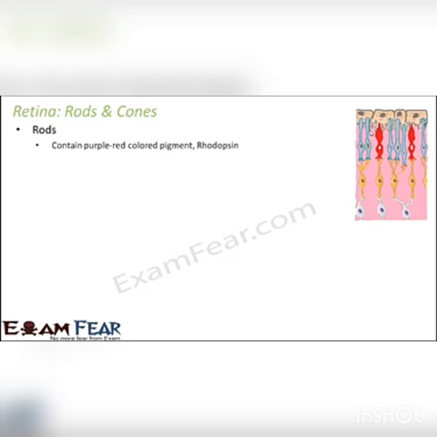Both rods and cones contain different pigments, and that is why they respond differently to light. Rods contain a purple colored pigment called rhodopsin. That is why it is named rod. And these are responsible for vision at low light level. So when there is dim light or less light, at that time also we are able to see.